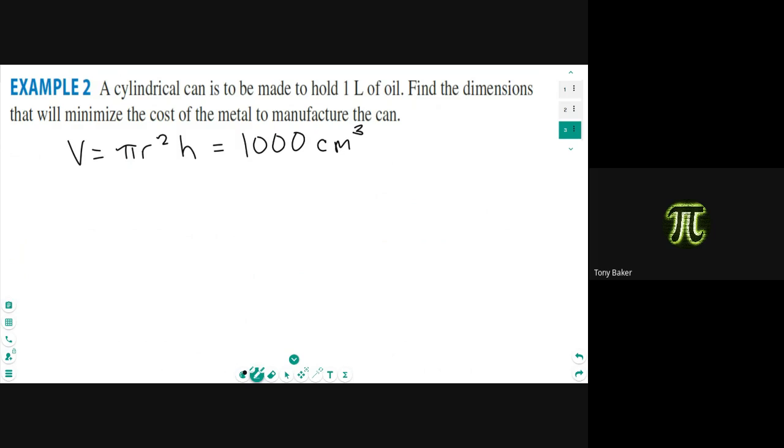What else do we need? Why do we need surface area? That's where the metal is going to be. Good. All right, so the surface area of a cylinder is 2 times pi r squared plus, hold on, 2 pi r times height. Circumference times height.